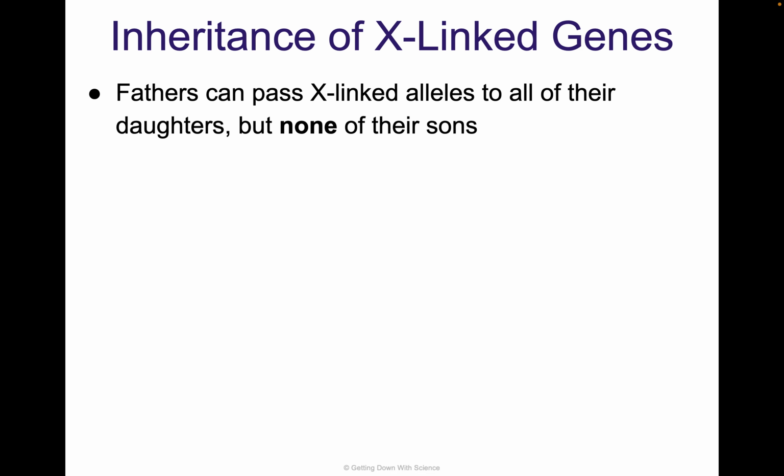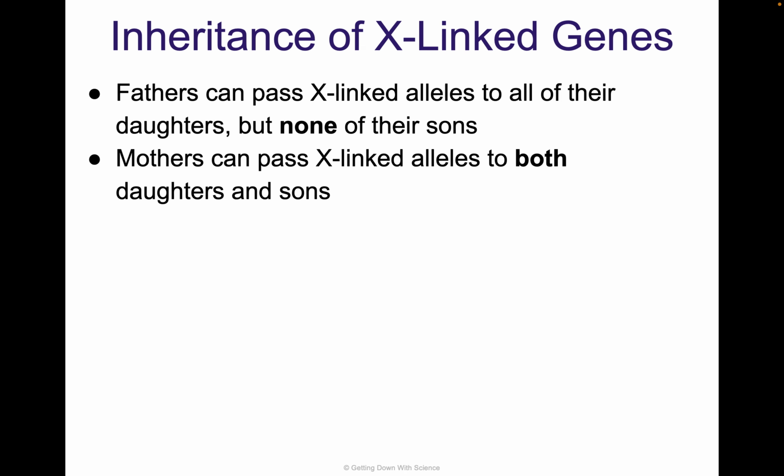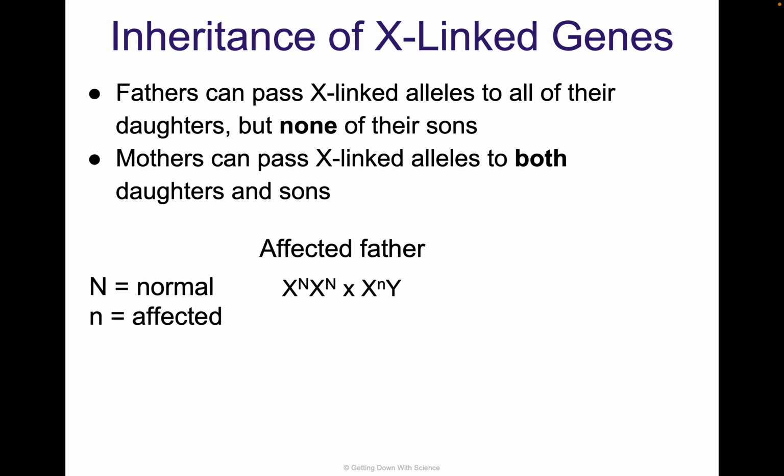Fathers can pass X-linked alleles to all of their daughters, but they will not pass any to their sons. The reason for that is because if we have a Y chromosome, then it is a boy, it is a son. Mothers can pass X-linked alleles to both daughters and sons because remember, the men have the X and Y. So we generally do the nomenclature for this as normal is dominant and affected is recessive.